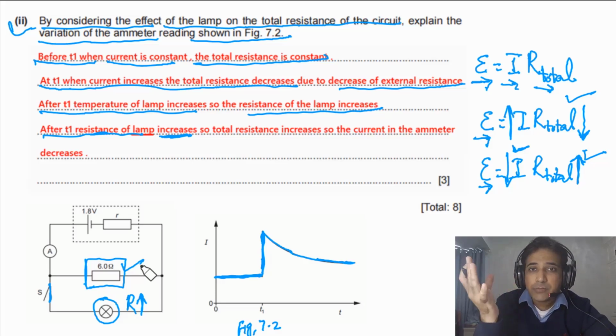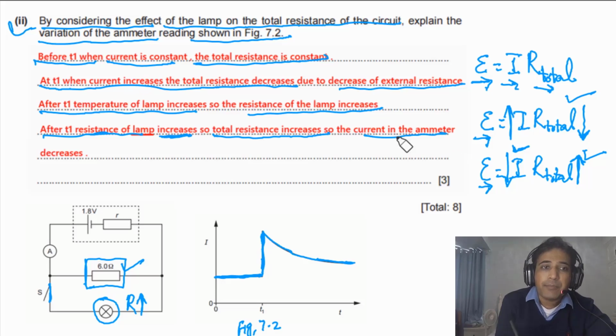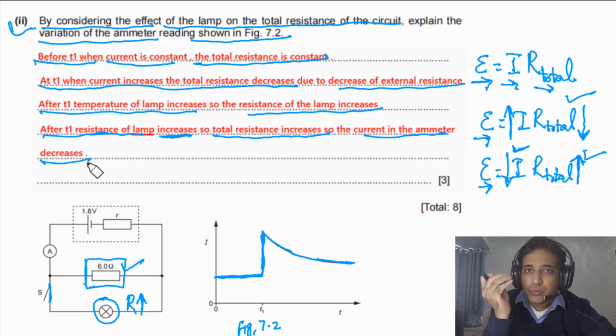This is a very straightforward question and also a common question, but they have just asked you in a little bit different way, but it's a very nice question. So if it is not clear, look at this question again and try to understand it. This is a typical type of question maybe you will see in your coming exam. So then you can say total resistance increases, so current in the ammeter decreases. If you write down these points, you will get 3 marks. So this is how we need to answer.